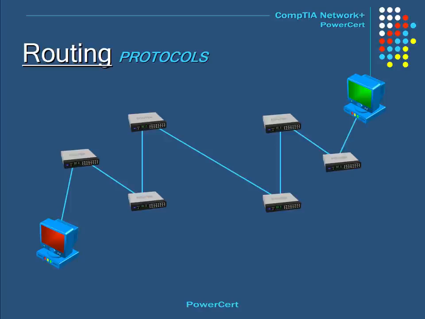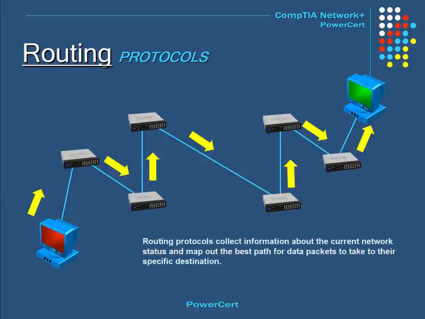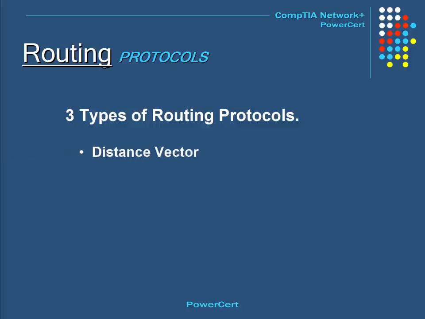If you were traveling to a certain destination anywhere in the world, for example on vacation, most likely you would need directions or a map on how to get there. Well, in the world of networking, it works the same way. In order for data to travel across a network and reach its destination, it needs a map to determine the best path to take. The way it does this is by using routing protocols. Routing protocols collect information about the current network status and map out the best path for data packets to take to their specific destination.